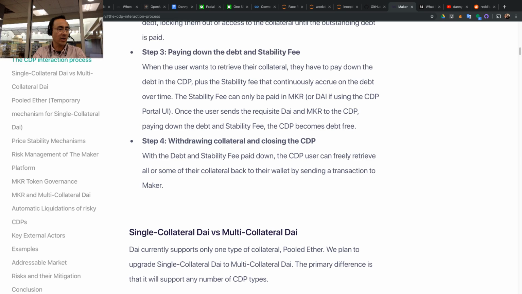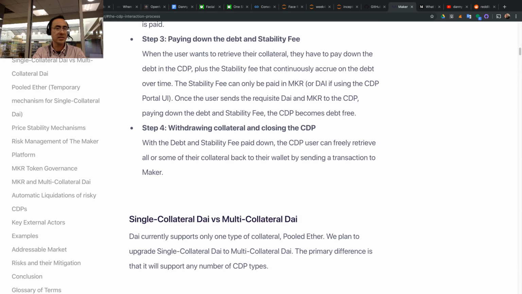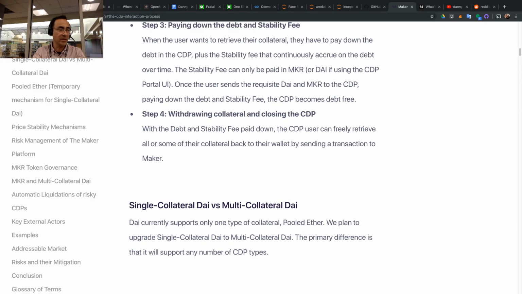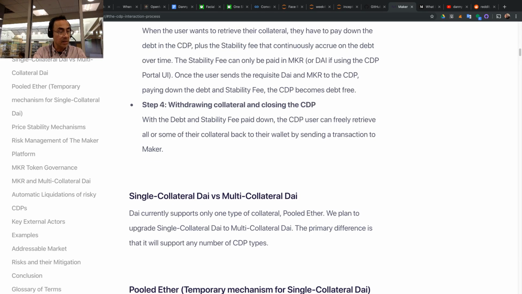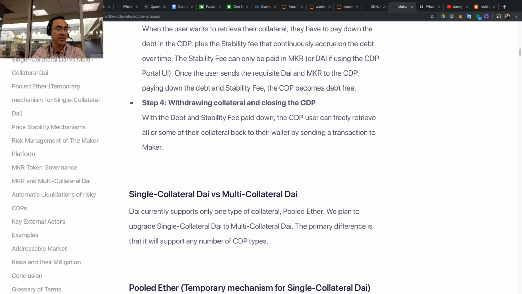Step 4, withdrawing collateral and closing the CDP. With the debt and stability fee paid down, the CDP user can freely retrieve all or some of their collateral back to their wallet by sending a transaction to Maker. So you can actually retrieve all of it or only some of your collateral back to your wallet by sending a transaction to Maker.